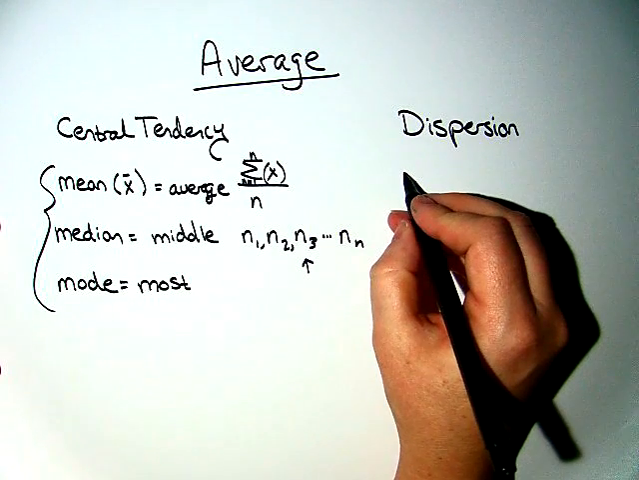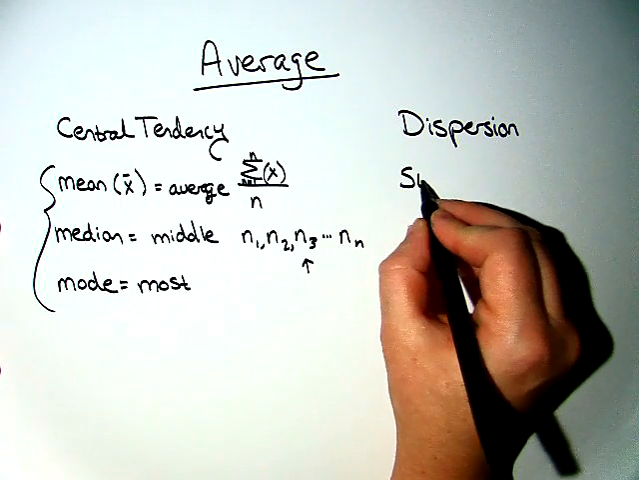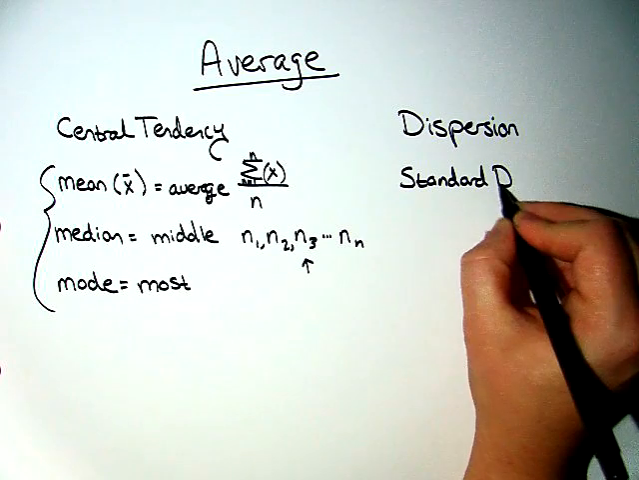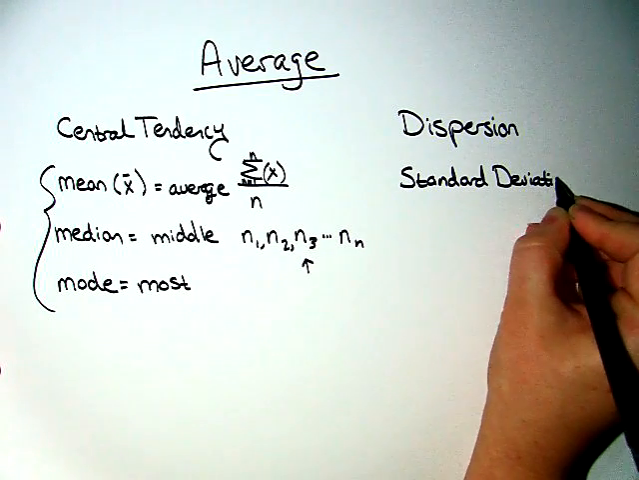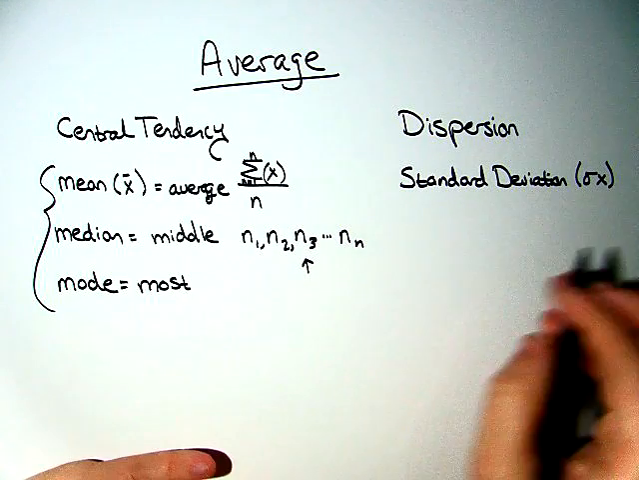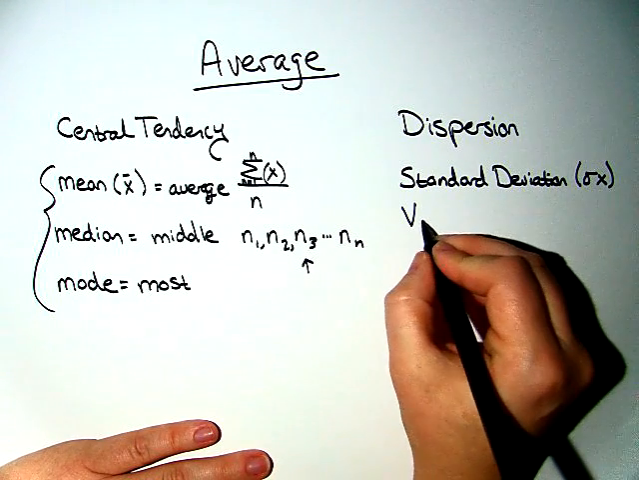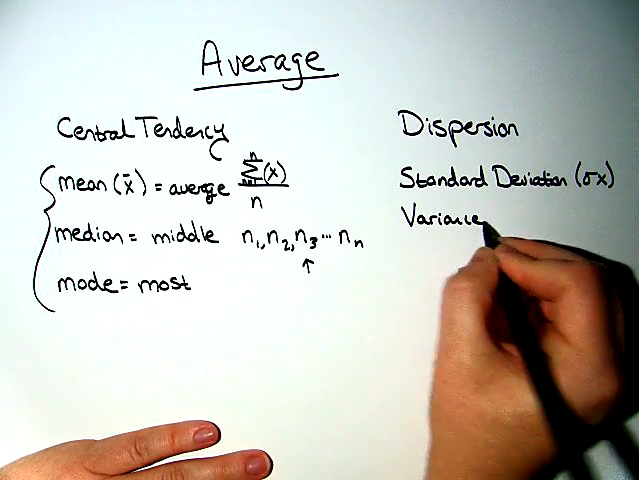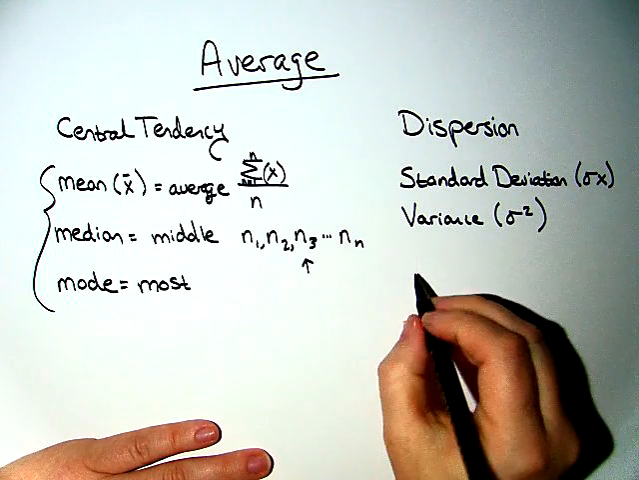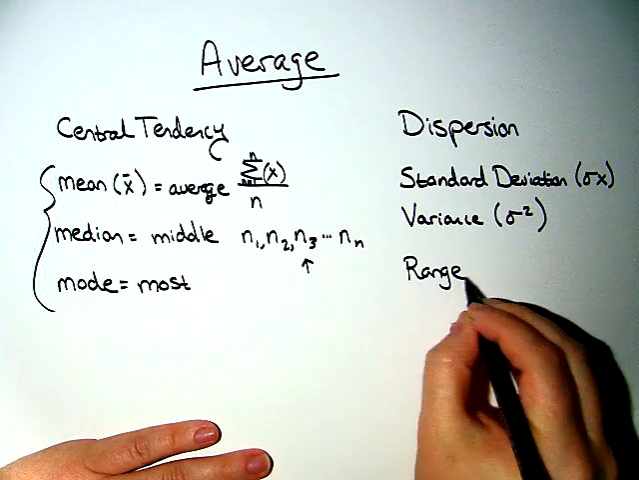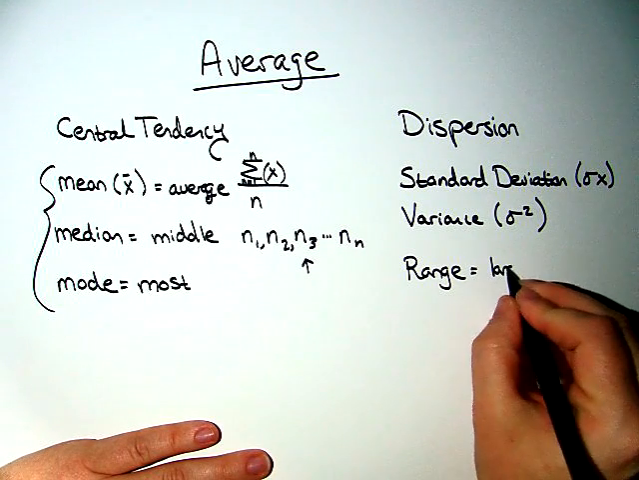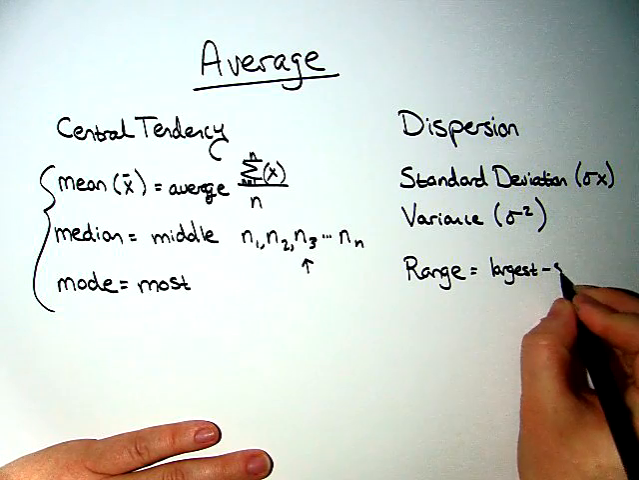Now, measurements of dispersion are a little bit more difficult. You've got standard deviation, and on the calculator, it's written as sigma x. Then you have variance. And all that is it's the sigma squared. And then the last thing you have is the range. Now the range is where you take the largest number and subtract the smallest number.